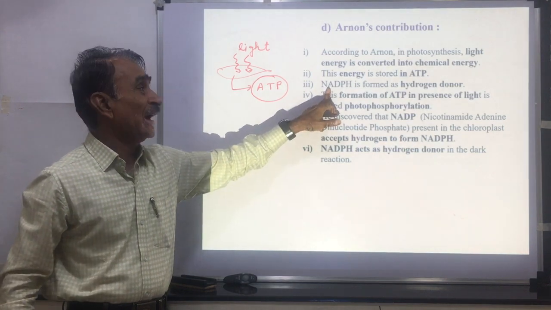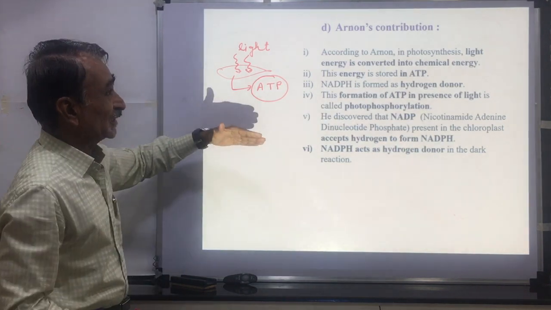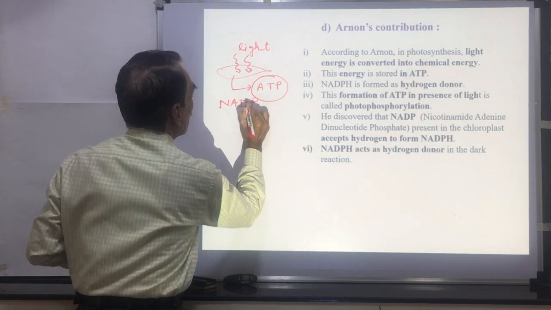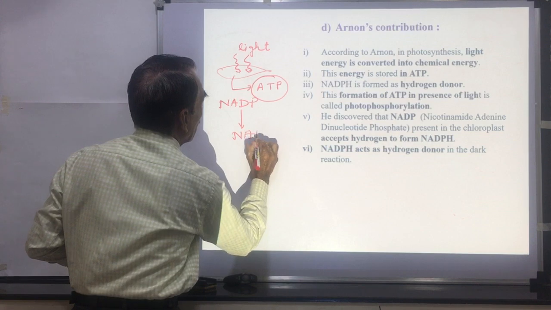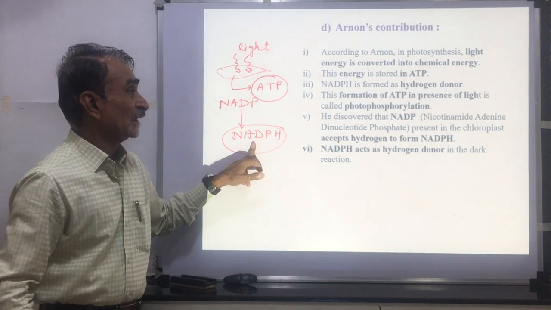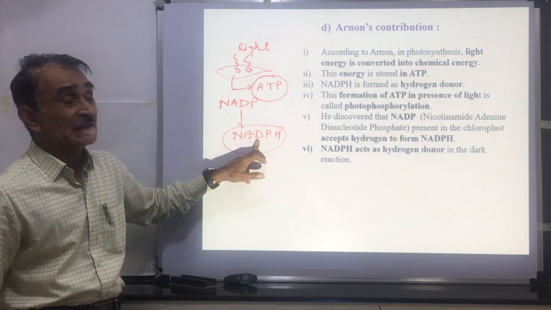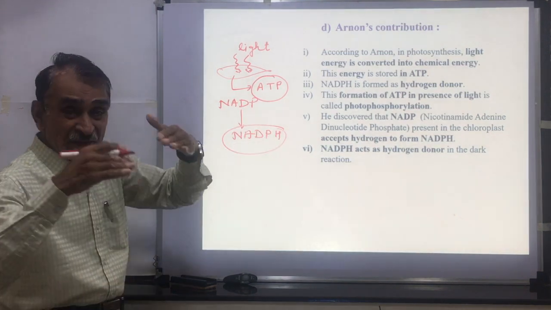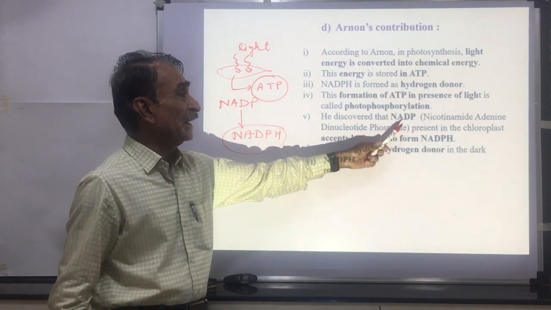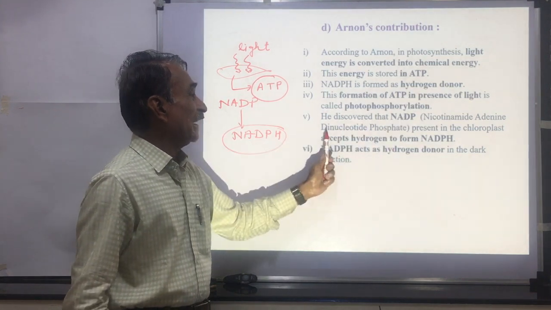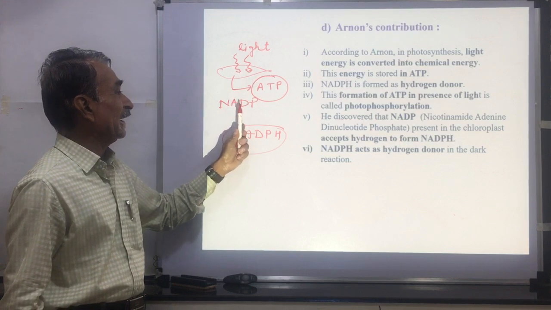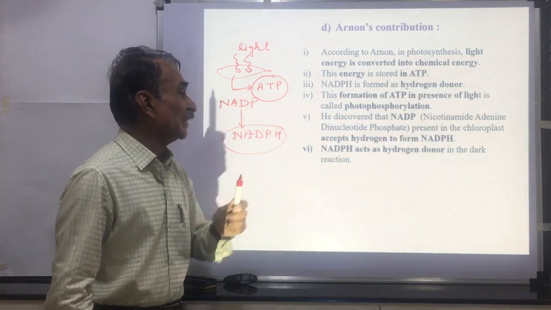NADPH is formed as a hydrogen donor. In the light reaction, NADP is converted into NADPH, which acts as a hydrogen donor and is used for the reduction of CO2. He discovered NADP, which means nicotinamide adenine dinucleotide phosphate. This is present in the chloroplast.